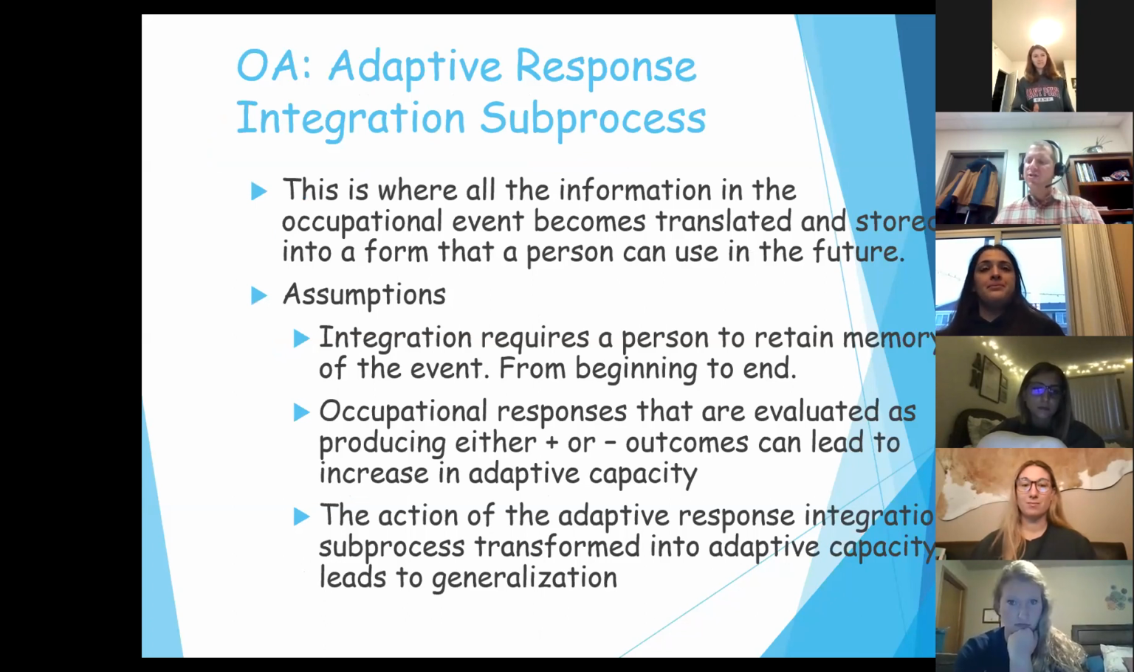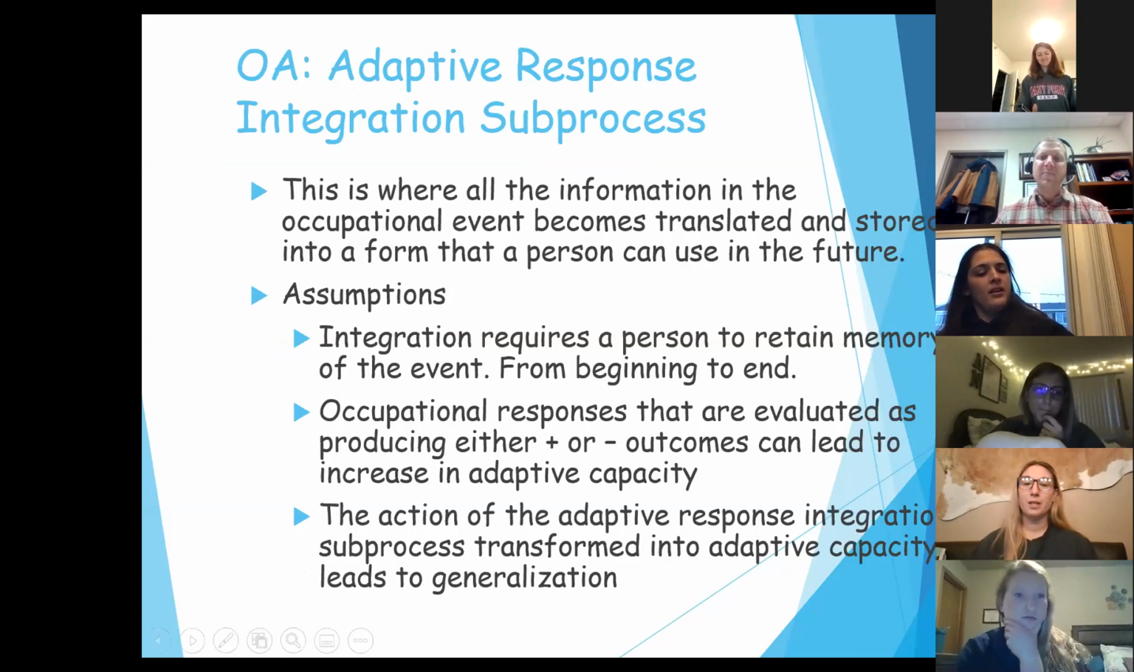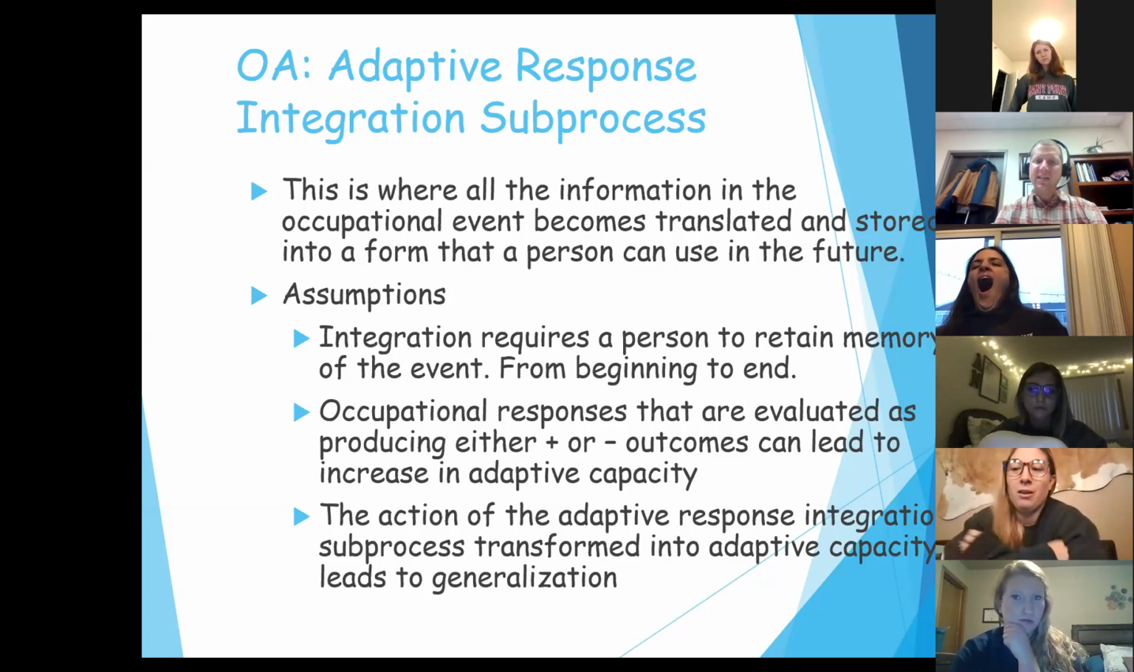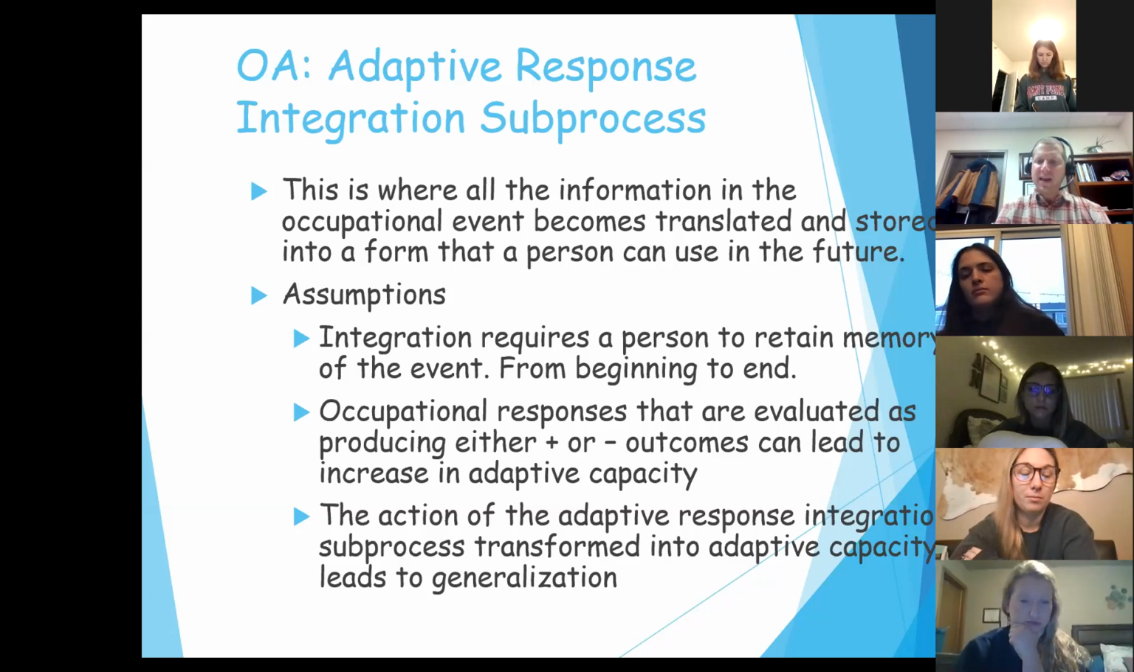The adaptive response generation or integration subprocess. See, I get confused with all of the adaptive responses, processes, subprocesses. It's a lot of words. This is where the occupational event becomes translated and stored into a form that a person can use in the future. So this occurs after they've evaluated how efficient, effective, and satisfied they were. And if they were efficient, effective, and satisfied, okay, they're going to remember that experience. They're going to remember how they were successful. Okay, and so what we can assume is the integration of this adaptation requires the person to retain memory of the event from beginning to end.